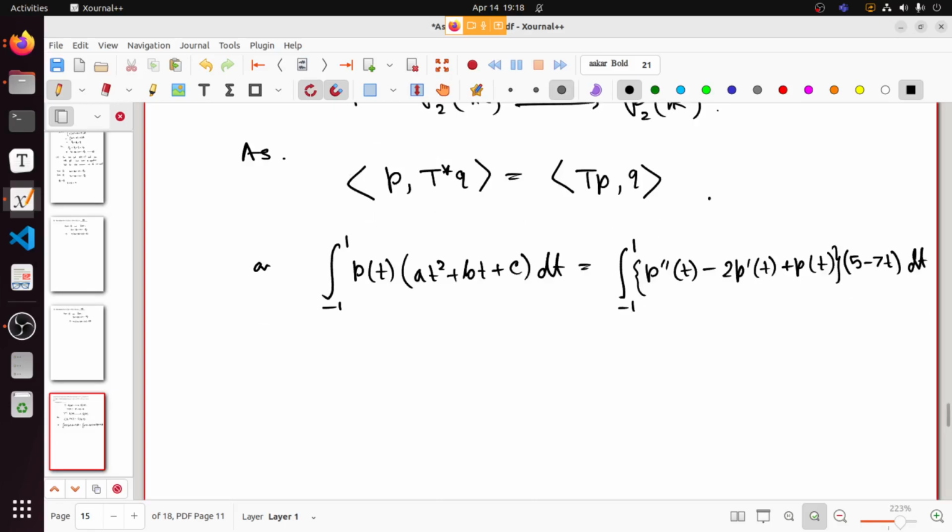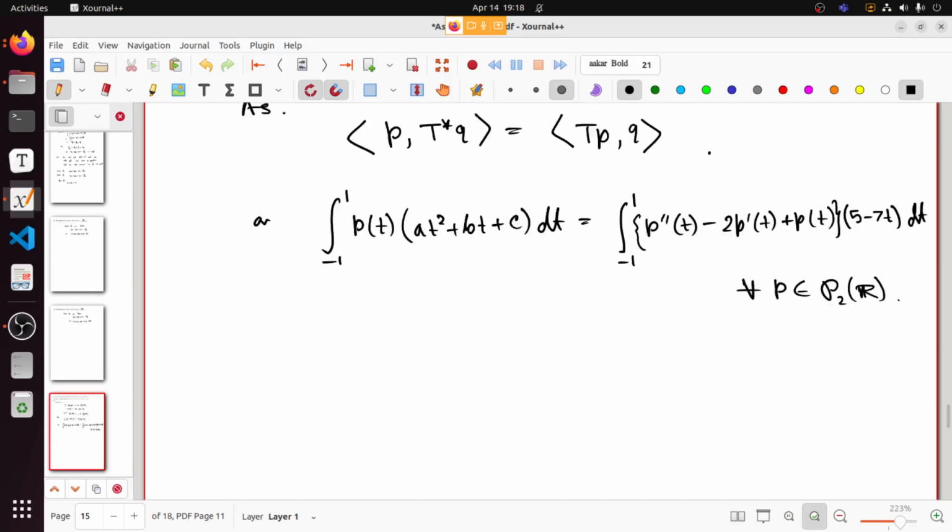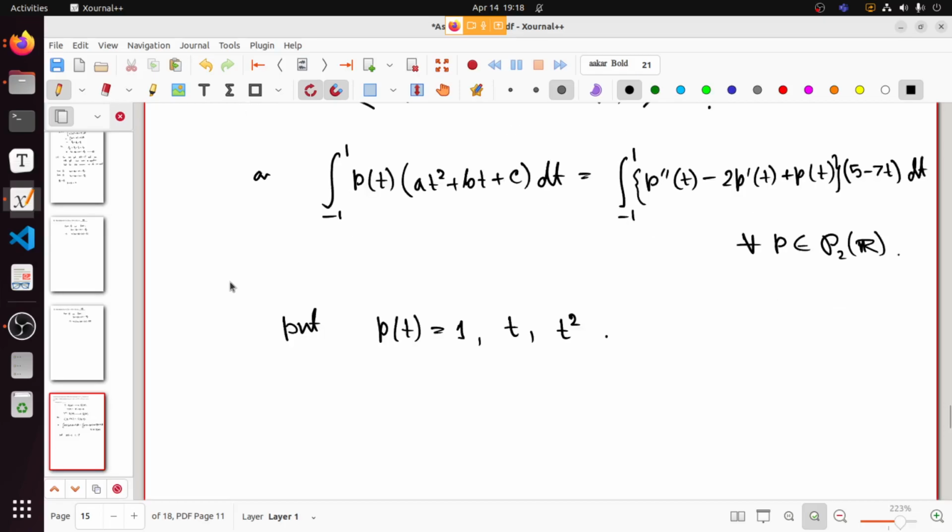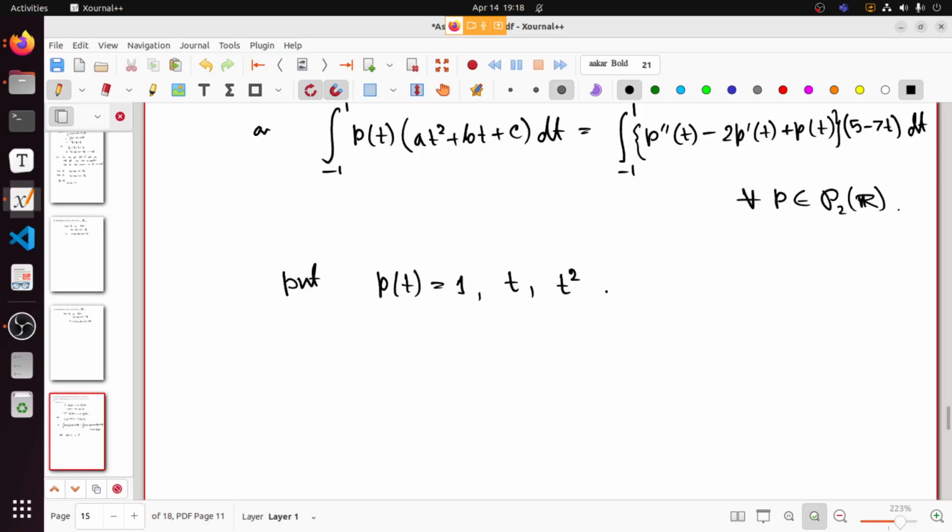Now you have to again write the last question. So this is true for all p in P2R, right? So again we will put the same as the last question. So put p of t equals 1, t and t square, right? So first put 1, then what will you get? So case: p(t) equals 1. What will you get then?